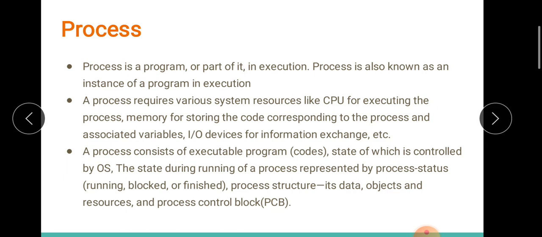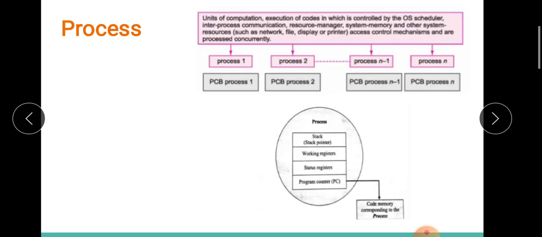The state of the process may be running, blocked or finished. We shall see what these states are, and the structure of the process and the PCB, in detail. Now let's see the structure of a process. Here you can see the structure of a process. What does a process have? They have the stack, working registers, status registers and program counter.